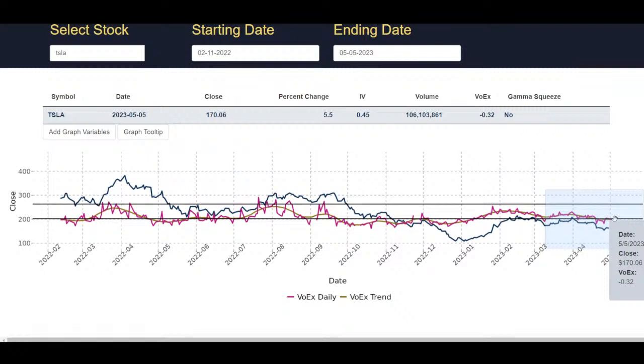I'm gonna wait on a comment here. So the fact that Tesla was able to move from 153 to 170 and Voex barely even started moving to the upside, what does that tell you? No wrong answers, just give it your best shot.